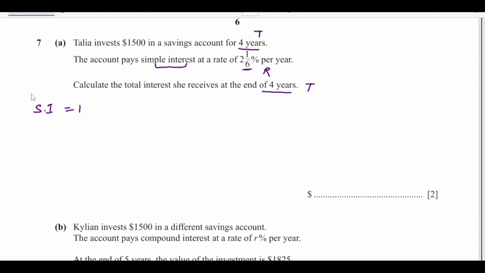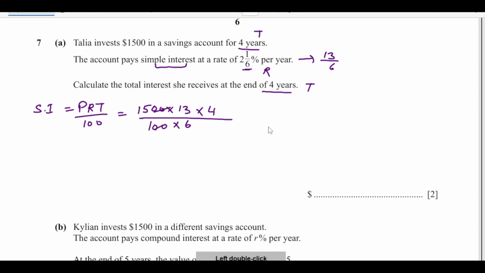Total interest is, we have the formula PRT over 100. So, the principal here is 1,500, and the rate of interest is 6 times 2, 12, plus 1, 13 over 6. So, 13 over 6, the 6 will cancel, and the time t is 4 years, over 100, right. These 2 zeros are gone. So, when you calculate this, it is 130. So, the total simple interest is 130.